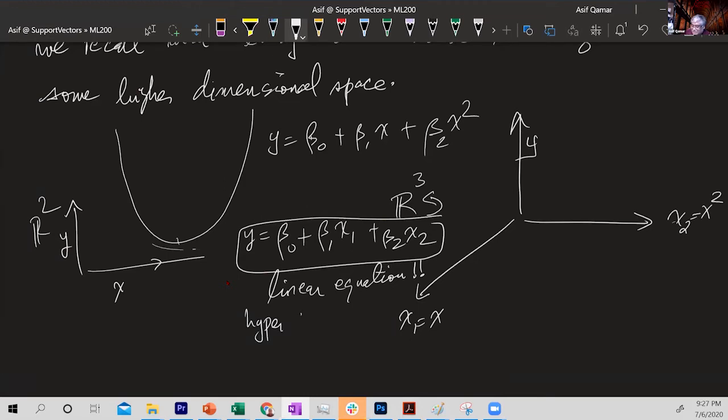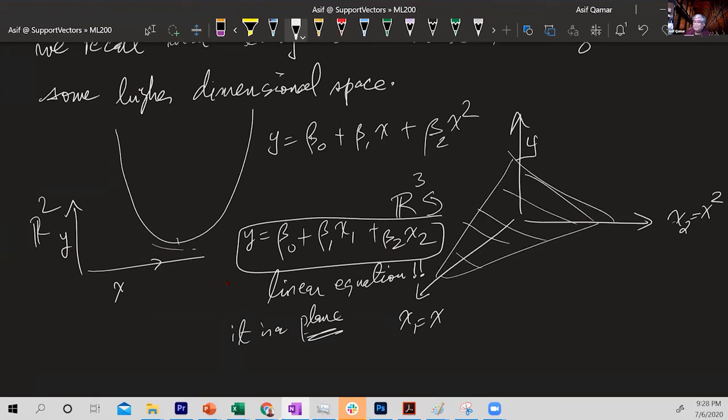It's not even hyper, but I'll use the word plane. A plane is flat, isn't it? Some plane here. It's an equation of a plane in a higher dimensional space, which is three-dimensional space. And this intuition carries forward.